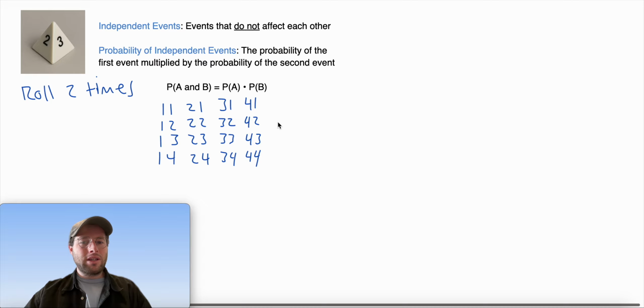We can notice here that the number of possible outcomes, which, let's keep in mind, is equal to the size of our sample space, is equal to 16. Because we have 4 times 4, or you could count it out.